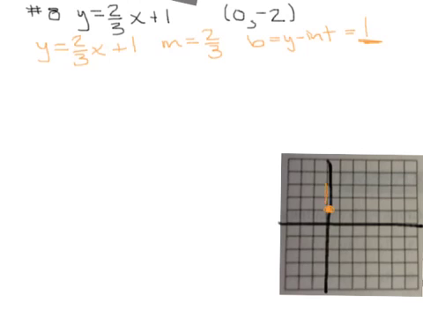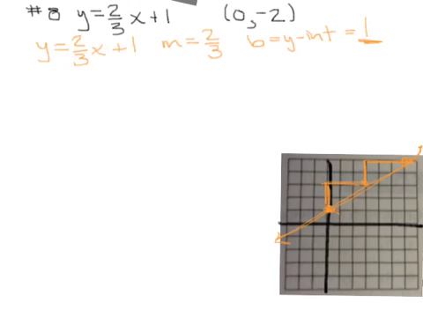Therefore, my change in y is 2, my change in x is 3. Change in y is 2, change in x is 3. There it is. And here is my line that passes through those points. So the orange is the graph of y is equal to 2/3 x plus 1. Quick check, my y-intercept is in fact 1, and my slope is positive because my line is going up as I look at it from left to right.